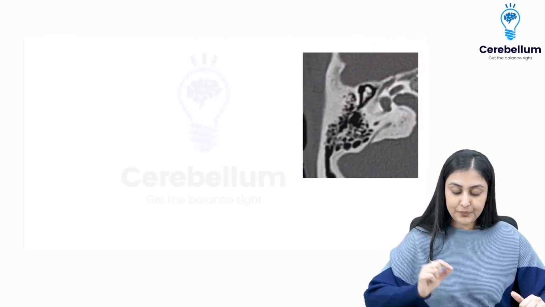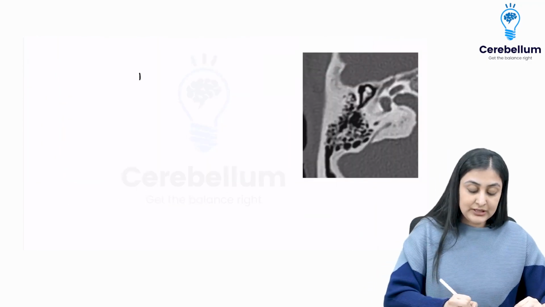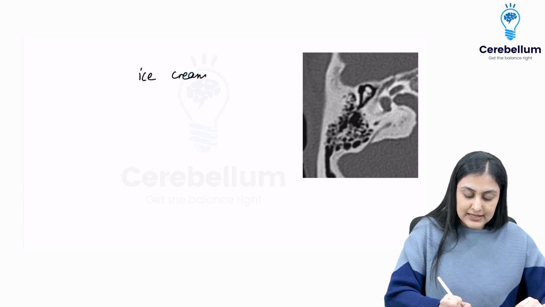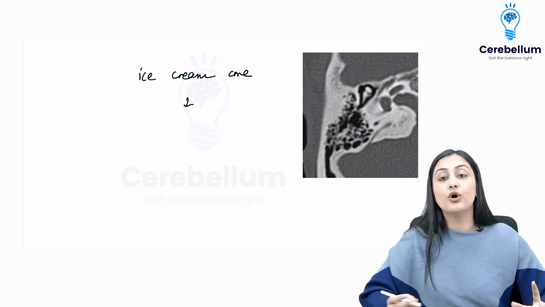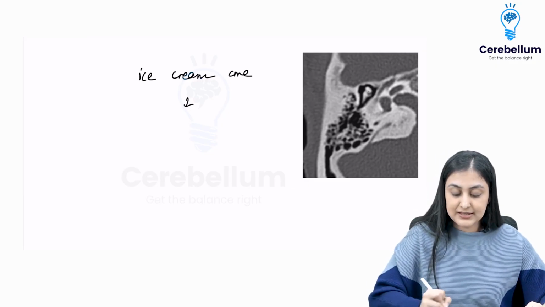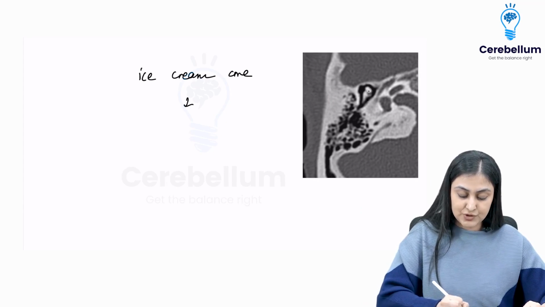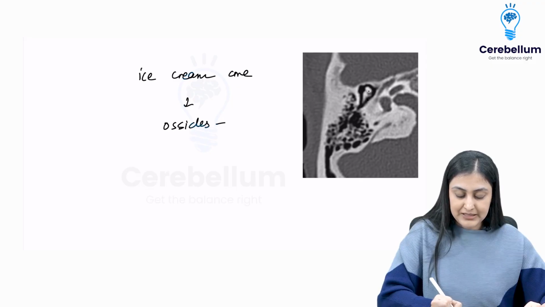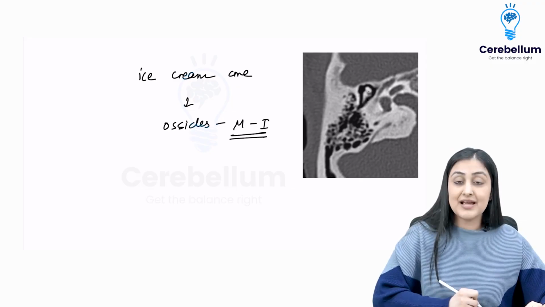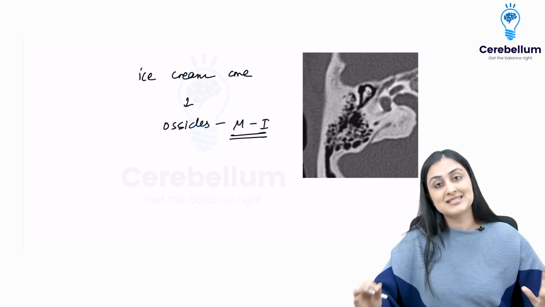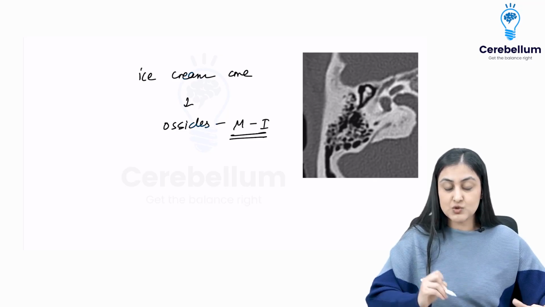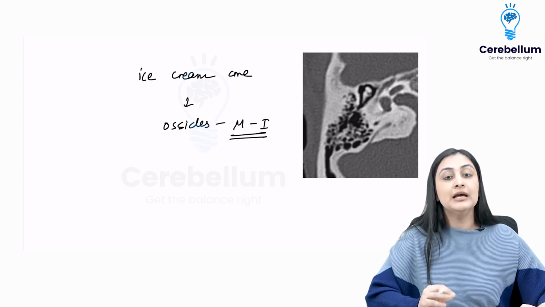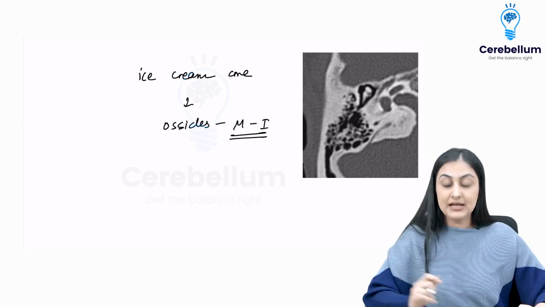Okay, another place, just to correlate with you, where we see the ice cream cone appearance is in the middle ear. So in the middle ear, the normal ossicles, that is the malleus and the incus, will have this appearance, all right. So the ossicles, which is malleus and incus, would have this ice cream cone appearance on the CT. So this is a high resolution CT of the temporal bone. These are all mastoid air cells, and this is the middle ear with this white ice cream cone that you can see, which represents the malleus and incus.